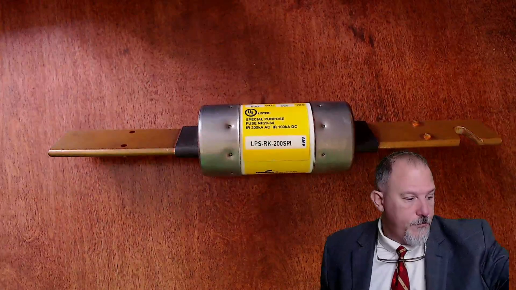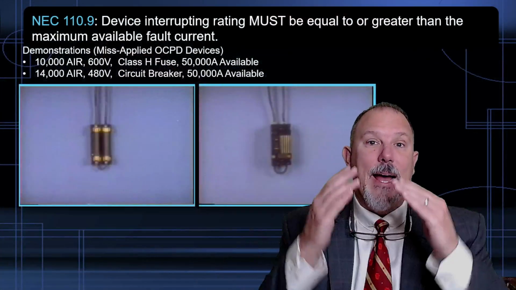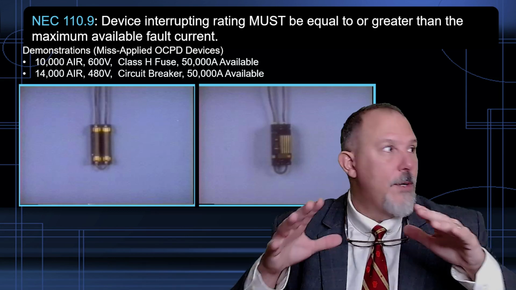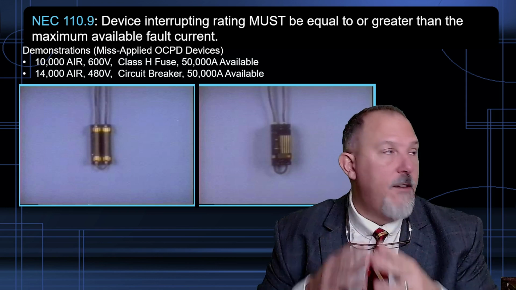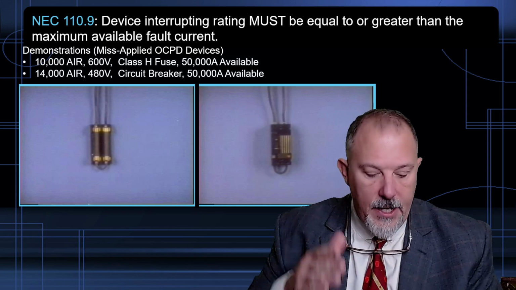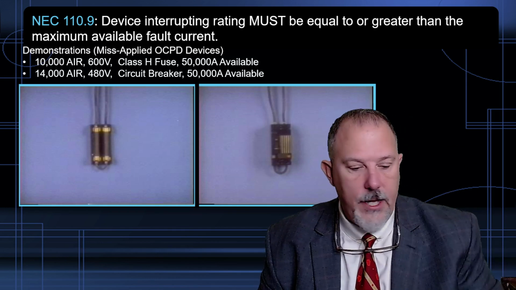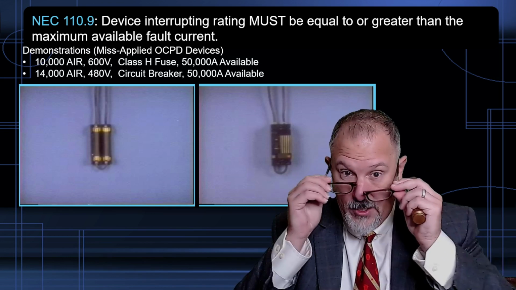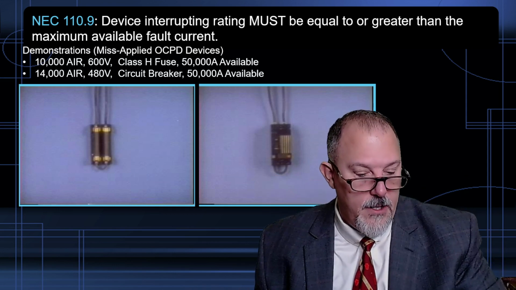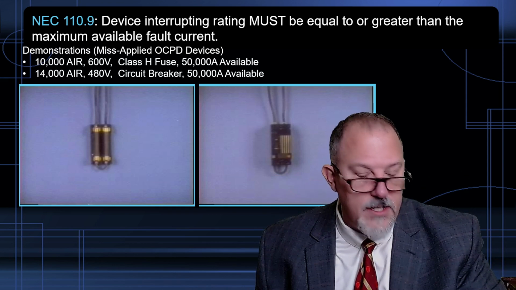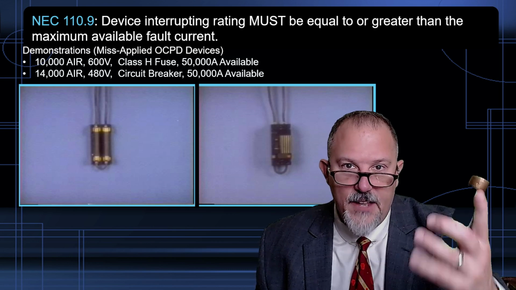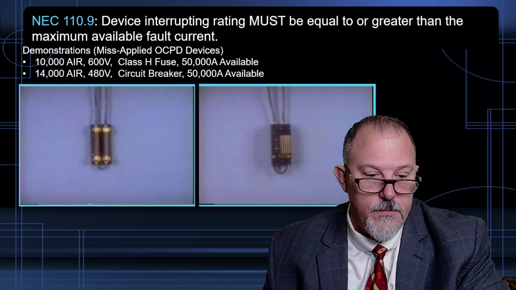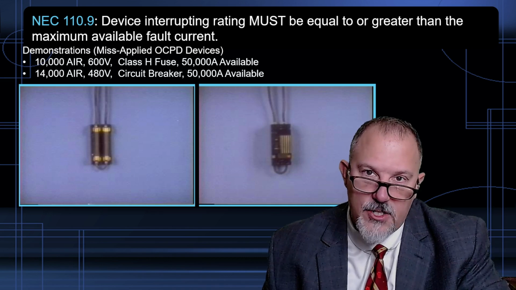Okay, so let's talk about what happens when you exceed the interrupting rating. Just like anything, when you exceed a rating of an overcurrent protective device, if I apply this fuse into a circuit that has, I'll make sure I get the numbers right, don't want to lie to you, this is a 200,000 amp interrupting 600 volt AC fuse. If I put this into an application that had 300,000 amps, I would be exceeding its rating.